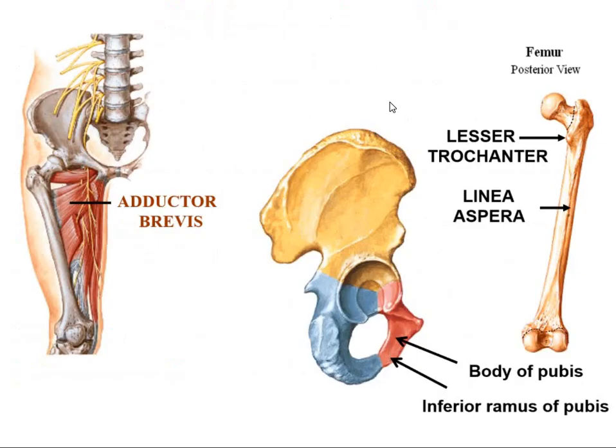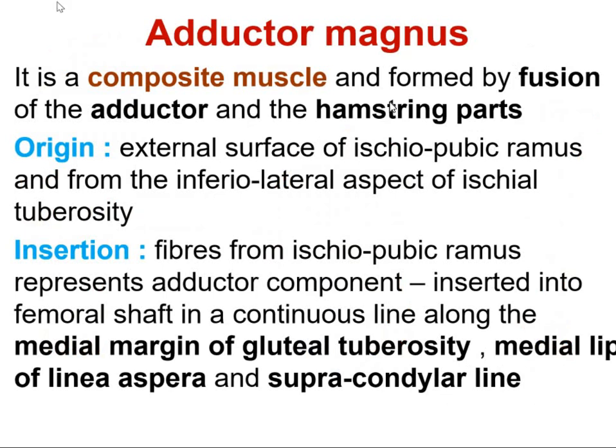Then we have the main muscle of the medial aspect of the thigh, that is the adductor magnus muscle. In this adductor magnus we have that hiatus which was forming the Hunter's canal. So it is a composite muscle formed by an adductor and a hamstring part. Adductor part is in the medial compartment, hamstring part in the posterior compartment of the thigh. Origin is the external surface of the ischiopubic rami and the inferior lateral aspect of the ischial tuberosity.